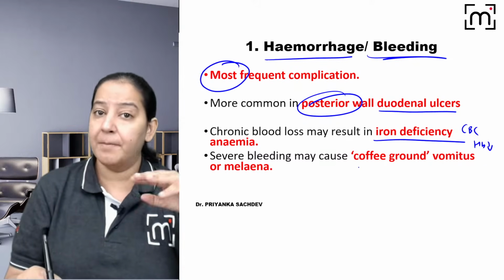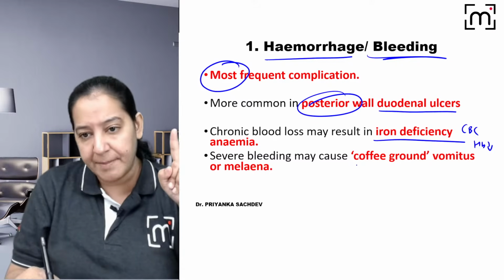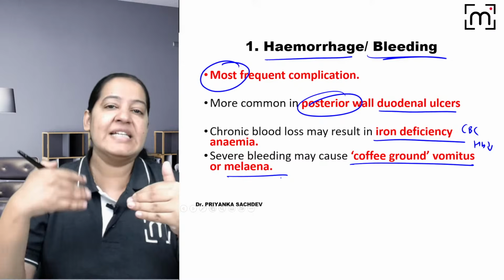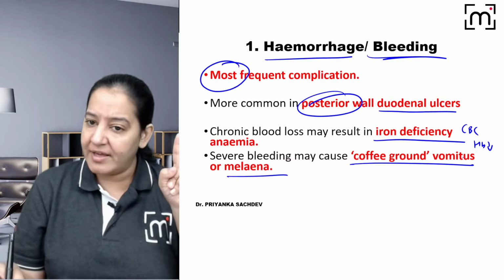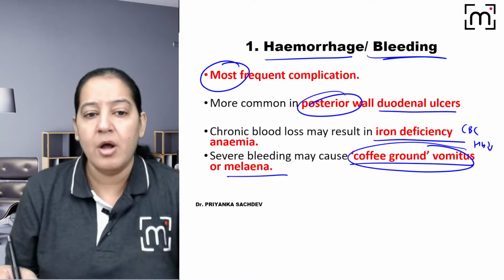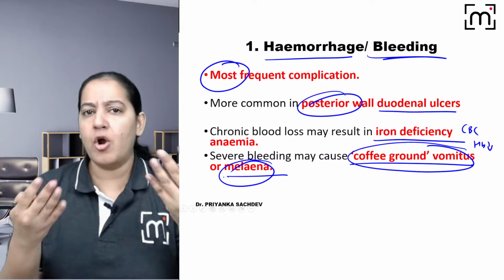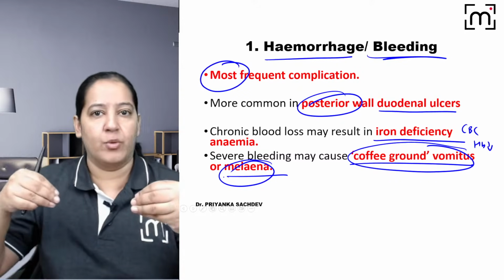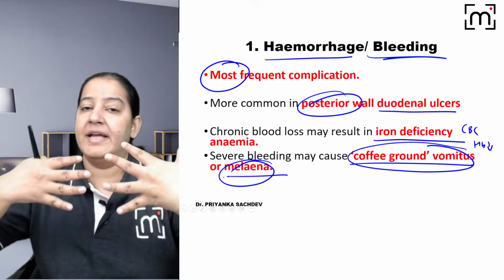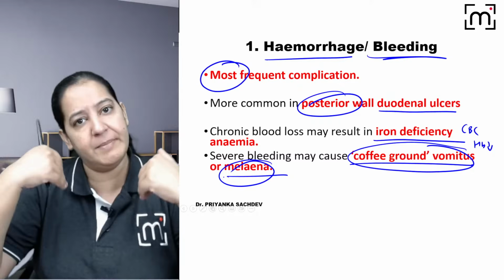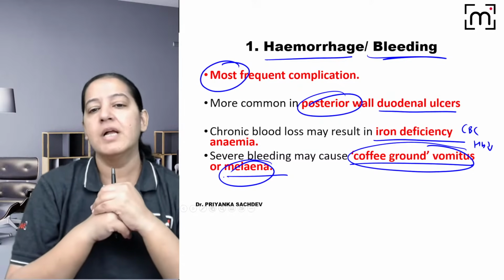Now either the lost blood will come in the vomiting or in the stool, depending on whether it is gastric ulcer or duodenal. Either the vomiting will be coffee ground color or the stool will be red color. The lost blood will go somewhere, it will not remain there only. If the blood is coming in the stomach or the duodenum, either it will be lost in the vomiting or in the stools. You got my point? Give me a thumbs up.